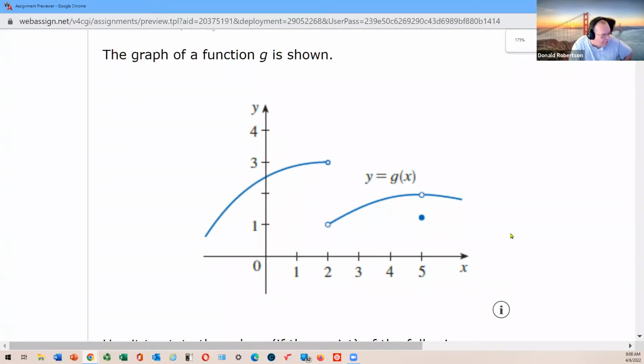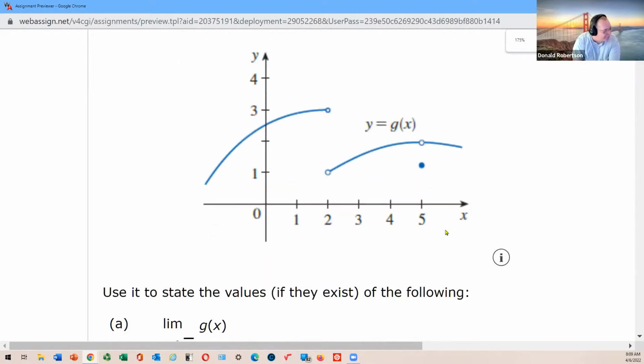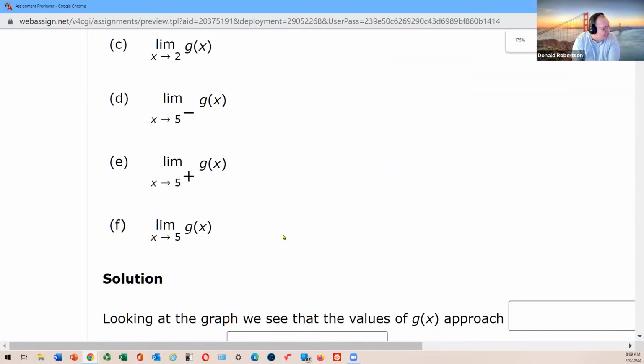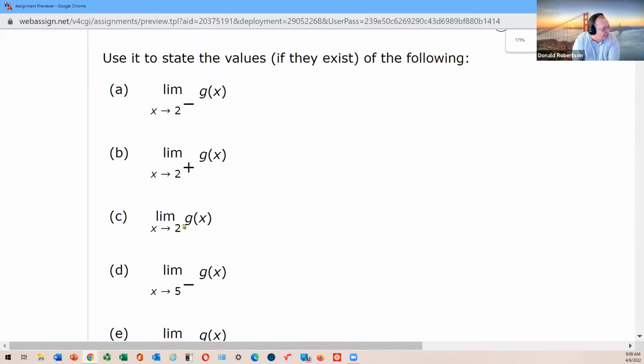What is the value of the function g of 5? Not a limit. What's g of 5 equal to? 1. That's it. And this is the notation that you use. You see that little 2 plus? That means a right limit. That 2 minus means a left limit. If it just has a 2, that's an overall limit.